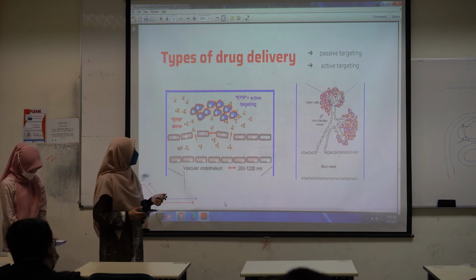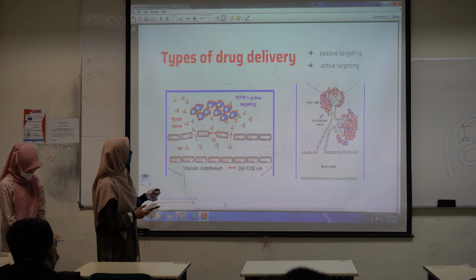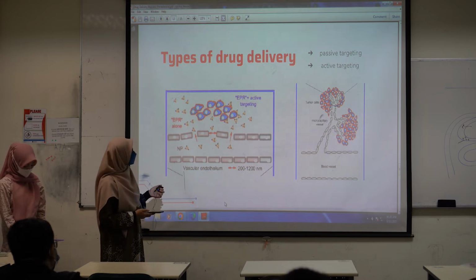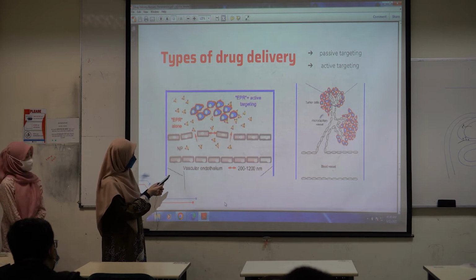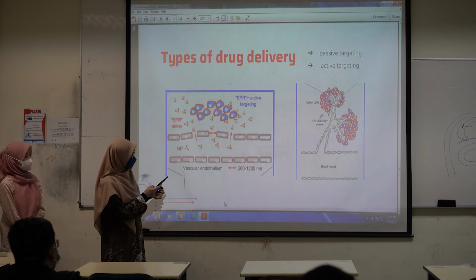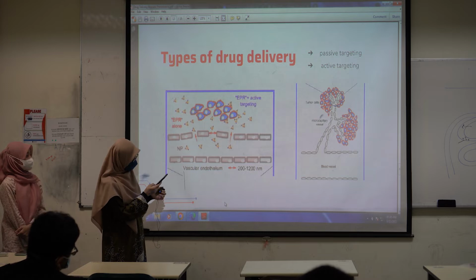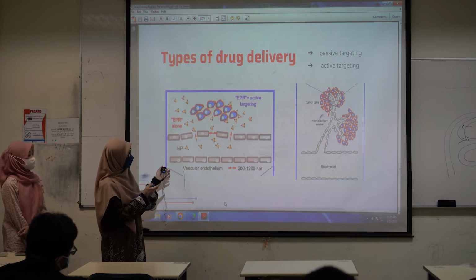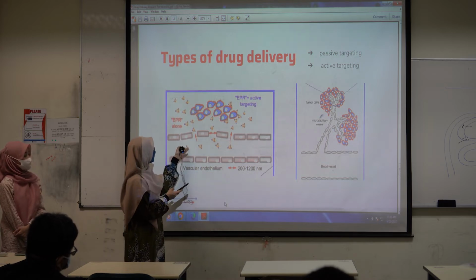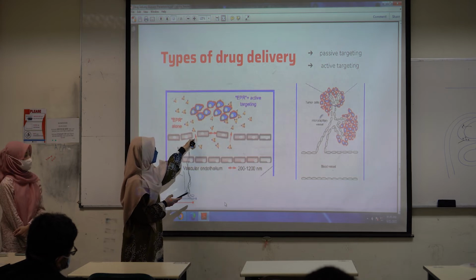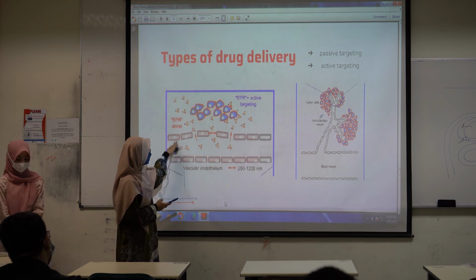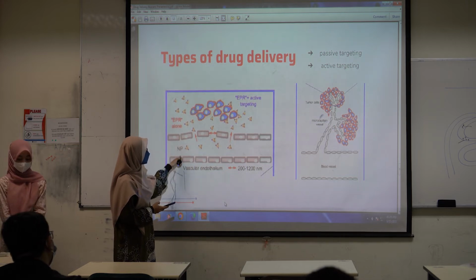EPR stands for enhanced permeation and retention, where the drug enters the tumors due to the increased permeability of the endothelial blood microvasculature in tumors. As you can see here, the gaps between the tumor cells are larger, so it allows the drug to enter the tumor area. Compared to the normal cell, the gaps are smaller, right?